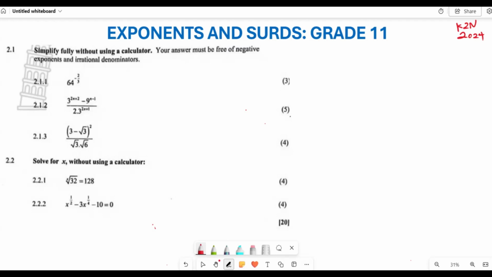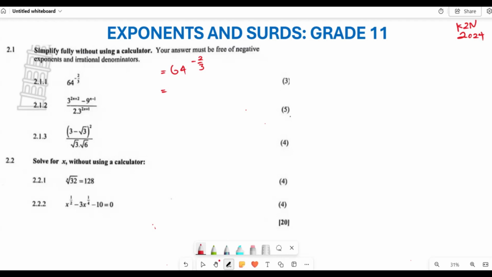What is this? All right. Now, what is going to be this one for an example here? So we are saying from here, we are looking for what? This is 64 to the power of negative 2 over 3. So what can you do from here to solve this one? Remember, let's look at the exponent. Can you see that the exponent here is negative?